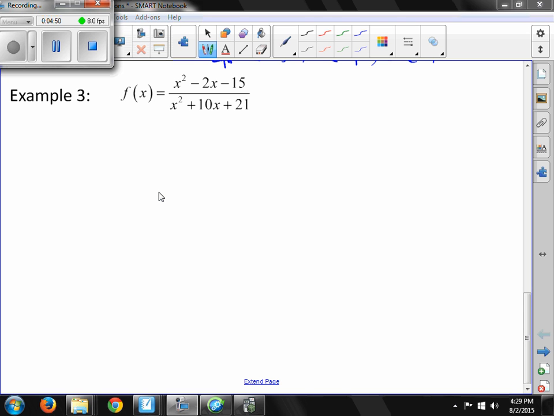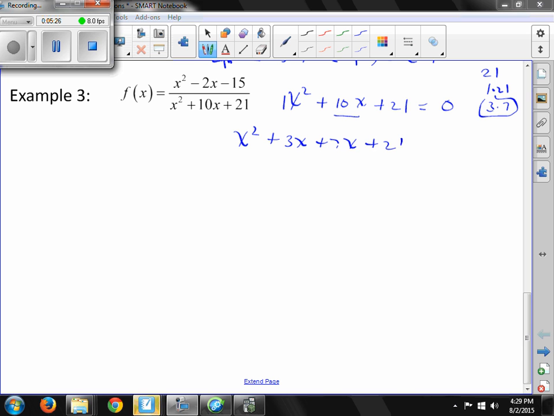Continuing on, I have to set the denominator equal to 0, x squared plus 10x plus 21 is equal to 0. So I'll have to factor that. Let's see. The product of 1 and 21 would be 21. So I'll have 1 times 21 or 3 times 7. But I'm looking for the pair that adds up to 10x. So I'm going to rewrite this as x squared plus 3x plus 7x plus 21 is equal to 0. And then I'll be able to factor it by grouping.